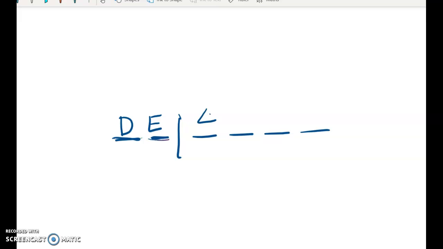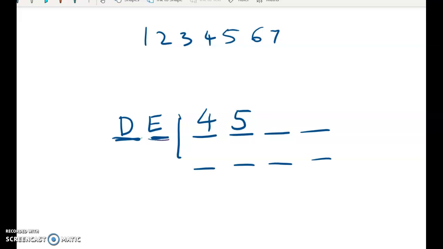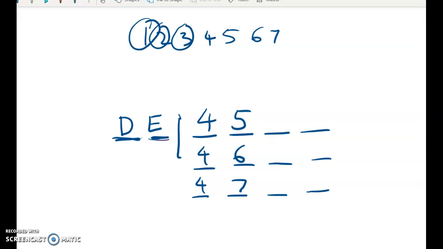Right, so how can I have between 4,500 and 5,000? Well, the numbers we've got to work with are not all of them. We've only got 1, 2, 3, 4, 5, 6, 7. Nothing can be repeated. So if I've got a 4 here, I could have a 5 here, or I could have a 4 here and a 6 here, or I could have a 4 here and a 7 here. And then I've just got 5 numbers left to work with in here.